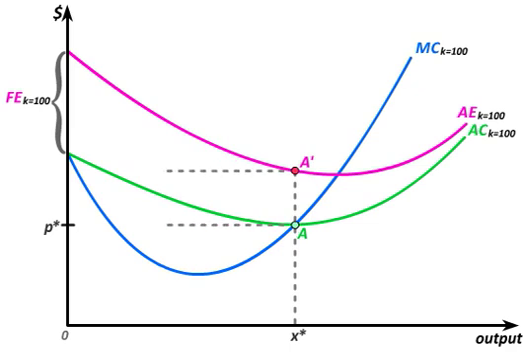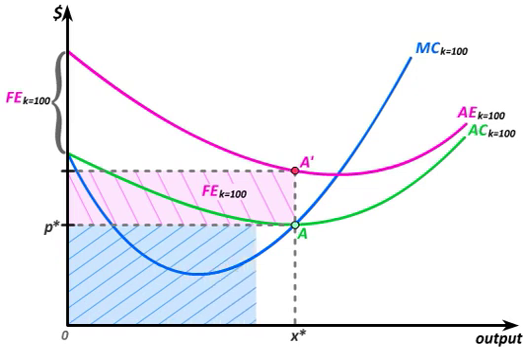From point A, we can then read off the average short-run cost the firm incurs when it produces X star, and from A prime, we can read the average expenditure the firm will incur if it produces X star. The vertical distance from A to A prime is then the average fixed expenditure given output level X star, multiplied by X star. That gives us the total fixed expenditure on the 100 units of capital. The shaded blue area is price times output, which is equal to total revenue for the firm given that it produces X star and sells at P star.